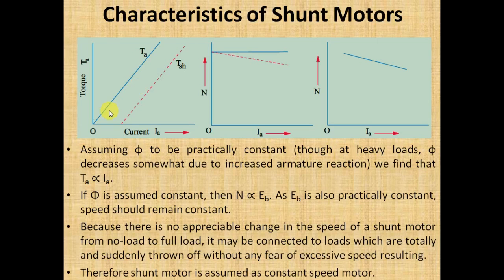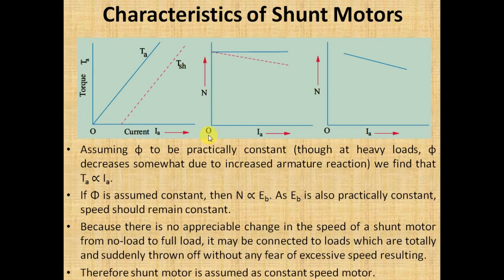Hence, if you are plotting the characteristics between Ta and Ia, we will definitely get a straight line, that is a linear graph. Shunt torque characteristics is also plotted here. Just like what we mentioned in the case of a DC series motor, the magnitude of shunt torque will definitely be smaller than that of the armature torque. This is caused due to the effective stray losses which are present here. Stray losses is actually the sum of mechanical loss and iron losses.